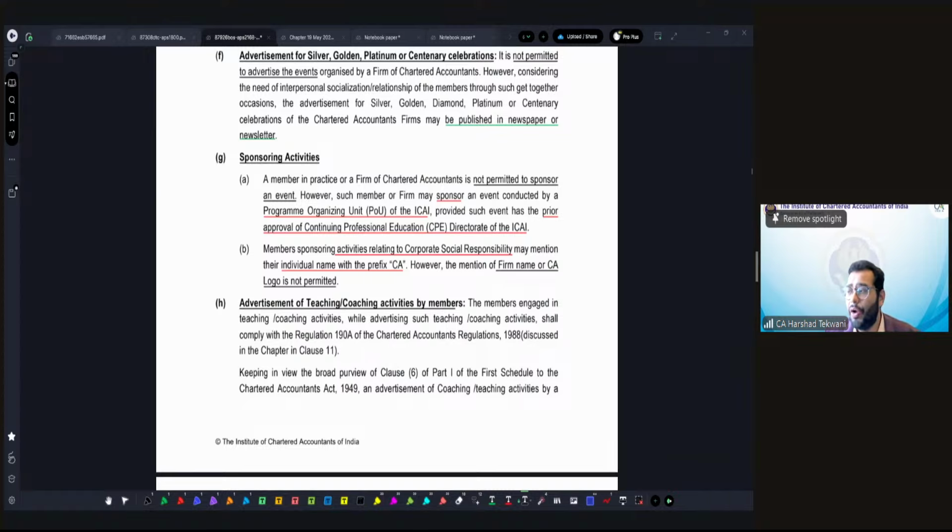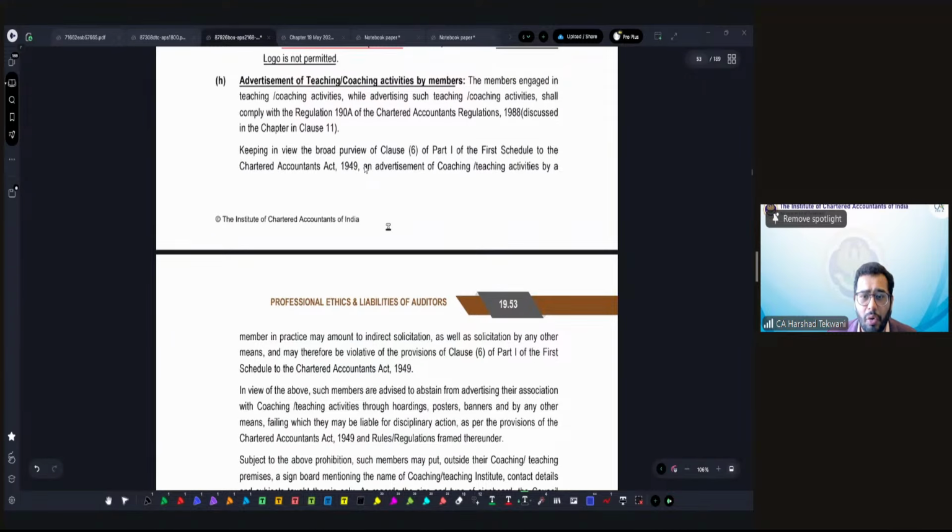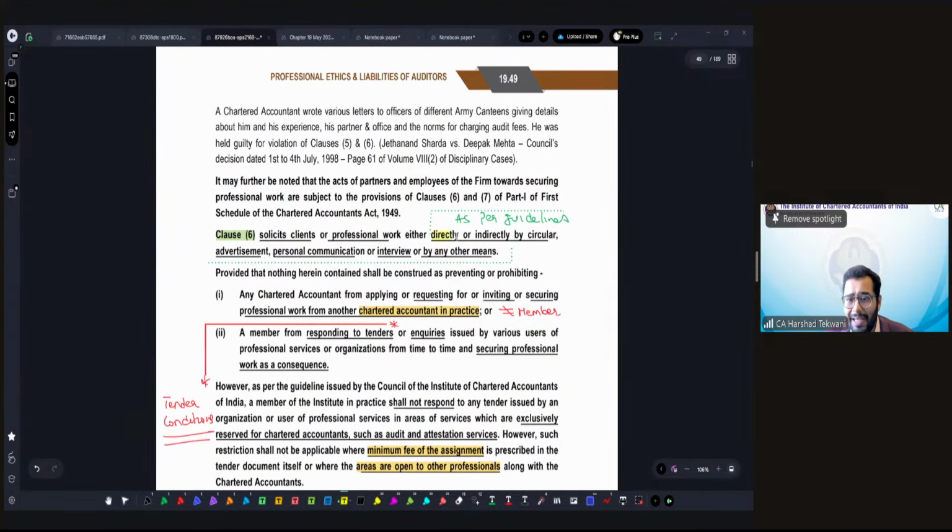So there is a regulation 190A which is required to be complied with. It may tantamount to an indirect solicitation. Members in practice, by advertising their teaching or coaching activity, may fall into indirect solicitation. Why indirect solicitation? Why are we discussing the term indirect here? Because clause number 6 talks about two things, directly or indirectly. Direct solicitation is direct advertisement. Indirect solicitation is advertisement in the nature of something else. You are advertising something else, but at the end, the intent is advertisement. Then it becomes indirect solicitation of clients and professional work.